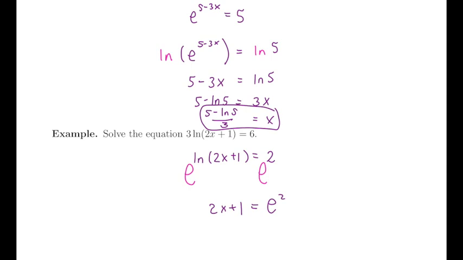Now again, it's easy to solve for x. 2x is e squared minus 1. That means x is (e squared minus 1) over 2.